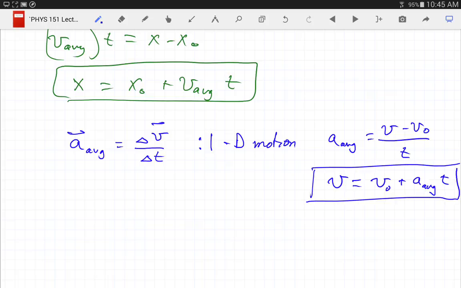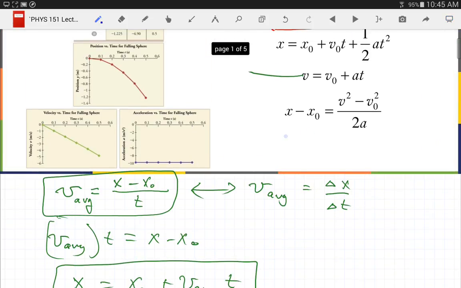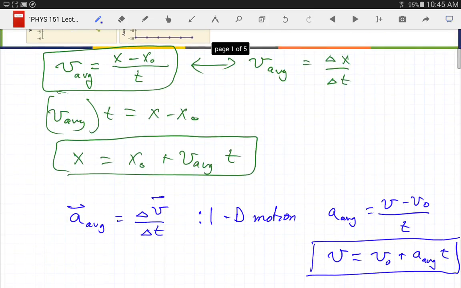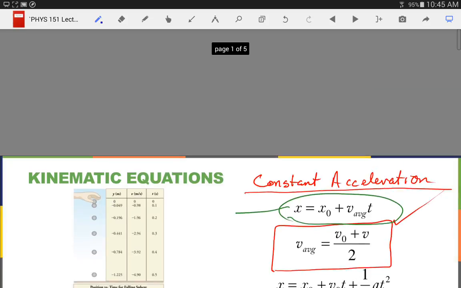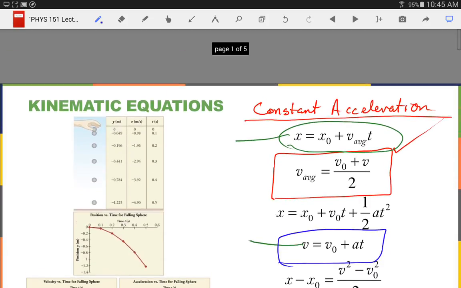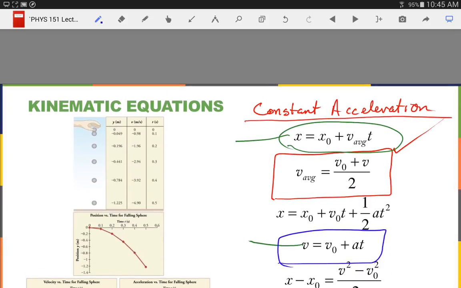Now this equation has one thing different than this equation. What's the one thing different? One says a and one says a average. a is equal to a average if you have constant acceleration. So they are the same because these are only for constant acceleration. If you have constant acceleration, a is a average. And so you go from there.